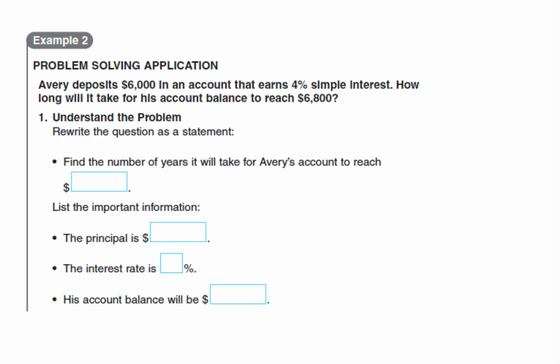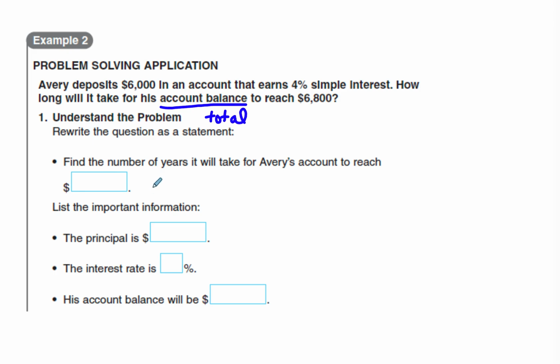All right, let's take a look at a story problem. Avery deposits $6,000 in an account that earns 4% simple interest. How long will it take for his account balance to reach $6,800? Balance here means the total. That's the interest plus the principal put together.